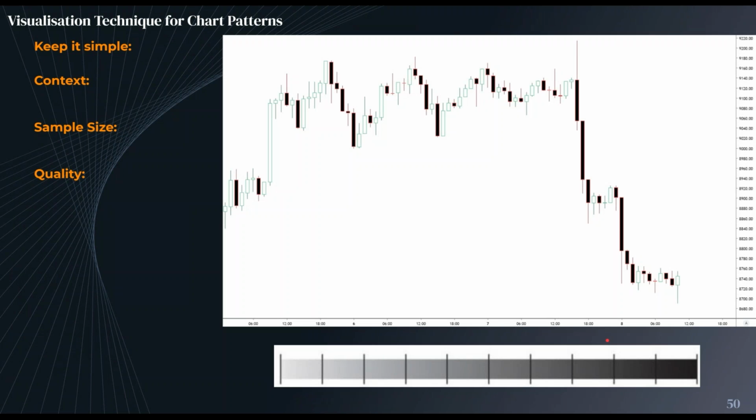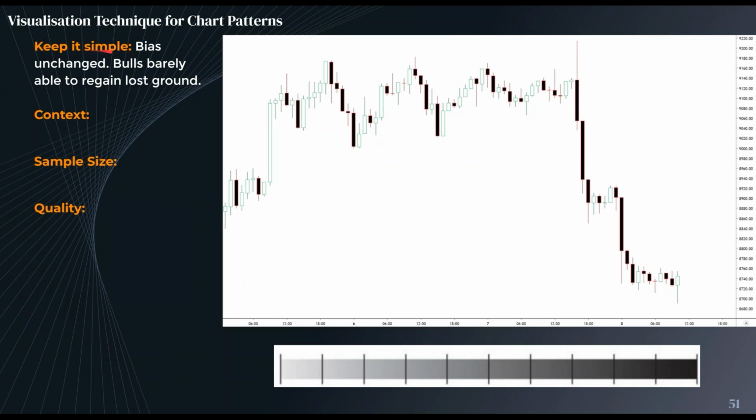What happens next? Well, we saw a bit of strength again, and notice every time we've seen significant strength, we've seen a little bit of consolidation. This time, there was less strength relative to the body size than that one, and the price trailed down a bit and has been struggling to hold up. We can see some feeble attempts by the bulls to keep it up, and keep it simple, bias unchanged, bulls barely able to regain ground.